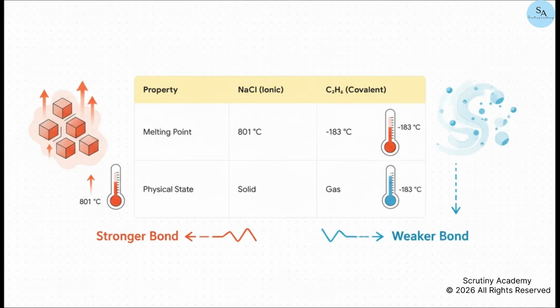And look at what this means for the real world. The difference in properties is just staggering. That strong ionic bond in salt gives it a melting point of over 800 degrees Celsius. Meanwhile, a covalent compound like ethane is a gas way, way below freezing. The type of bond really does control everything.